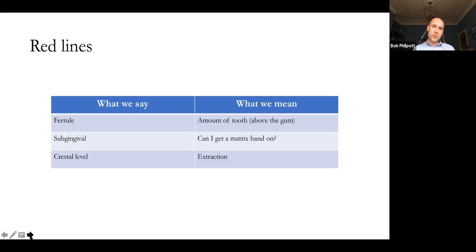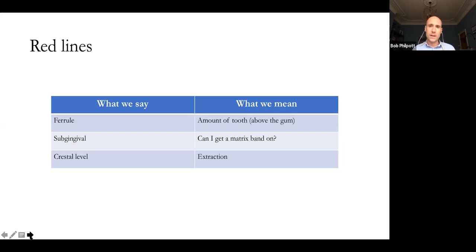We look at a subgingival margin and we say, and this is in the context of a posterior tooth, can I get a matrix band on? And we look at crestal level and we think, if we're sitting on the fence and saying, is this appropriate? Should I be restoring it? Really, if you've got a margin at crestal level, there would need to be a very, very, very specific and relevant, maybe medical reason as to why you were keeping that tooth in.